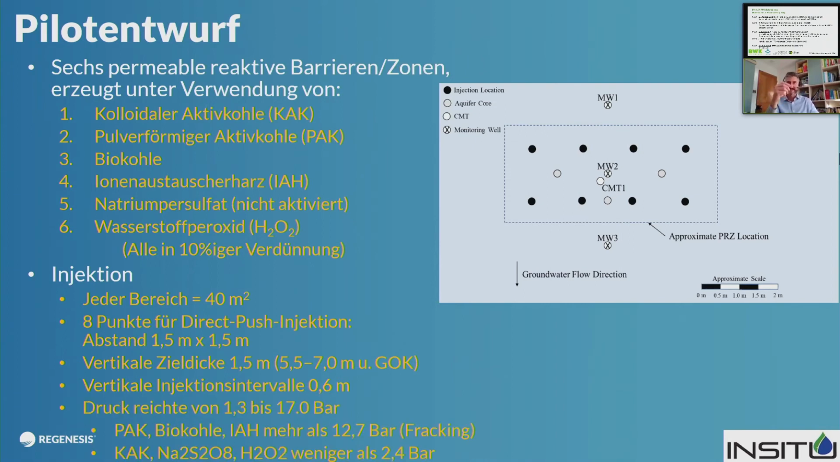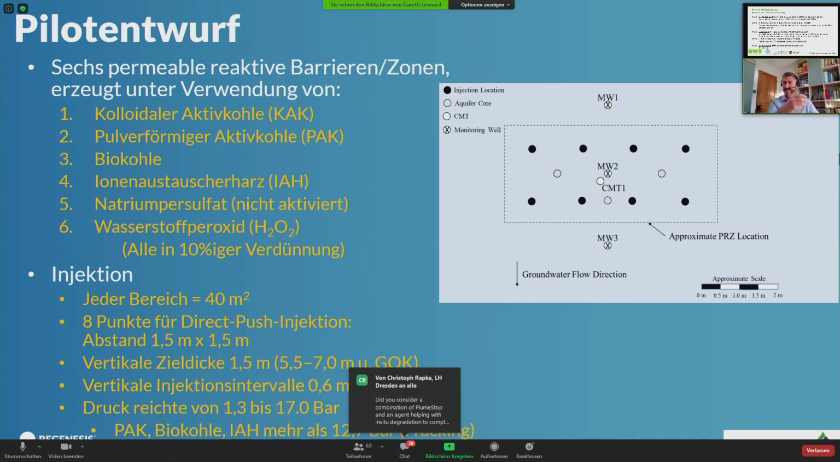I'll come on to this, but just point it out now, during injection, for 3 of the products, the colloidal activated carbon and the chemical oxidants, they were able to inject with very low back pressure. For the other sorption materials, they had to go to very high pressures, up to 17 bar, which is suggestive of having to fracture that into the formation.